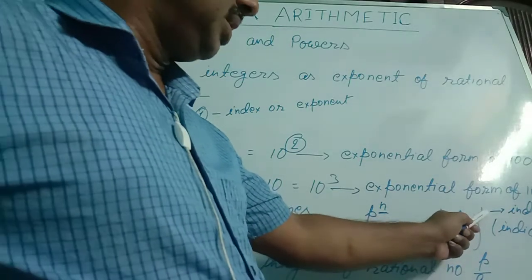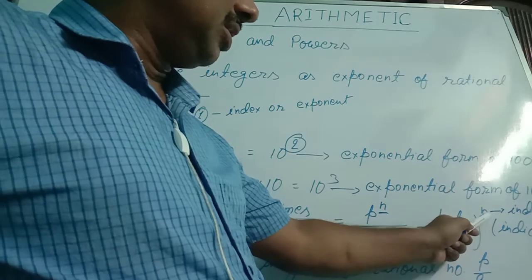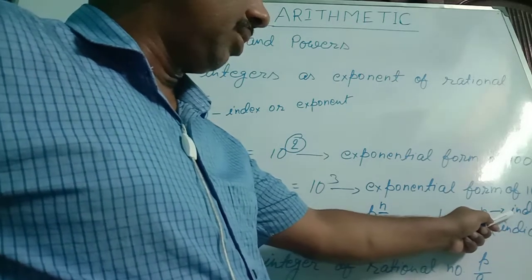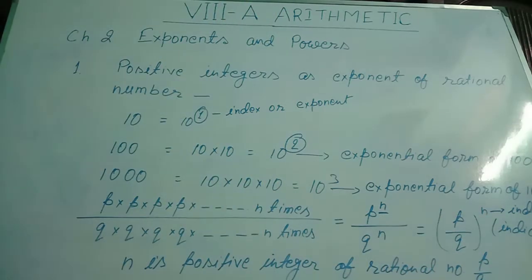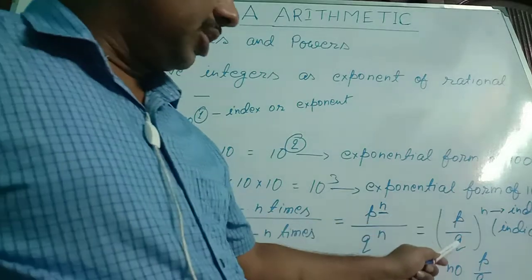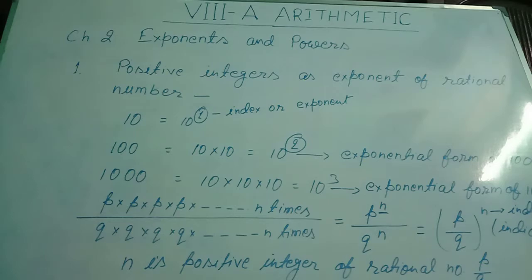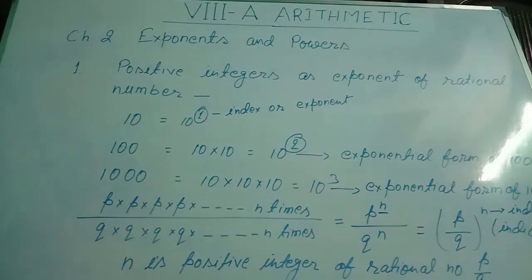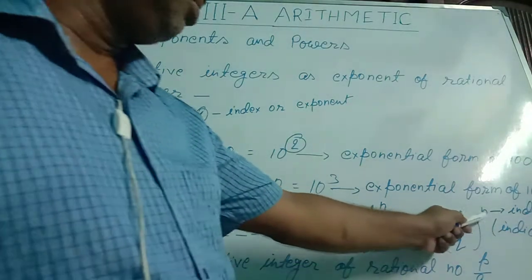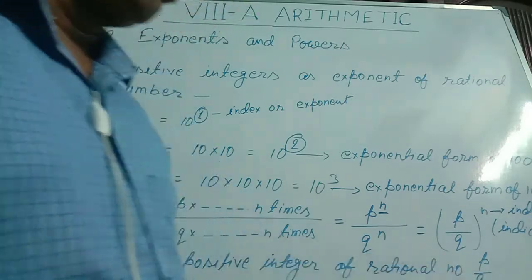This index is exponent, power. Index is the singular form, its plural form will be indices. So p by q is the rational number and n is the positive integer. In this exponential form of p by q, we say n is the positive integer exponent of the rational number p by q.